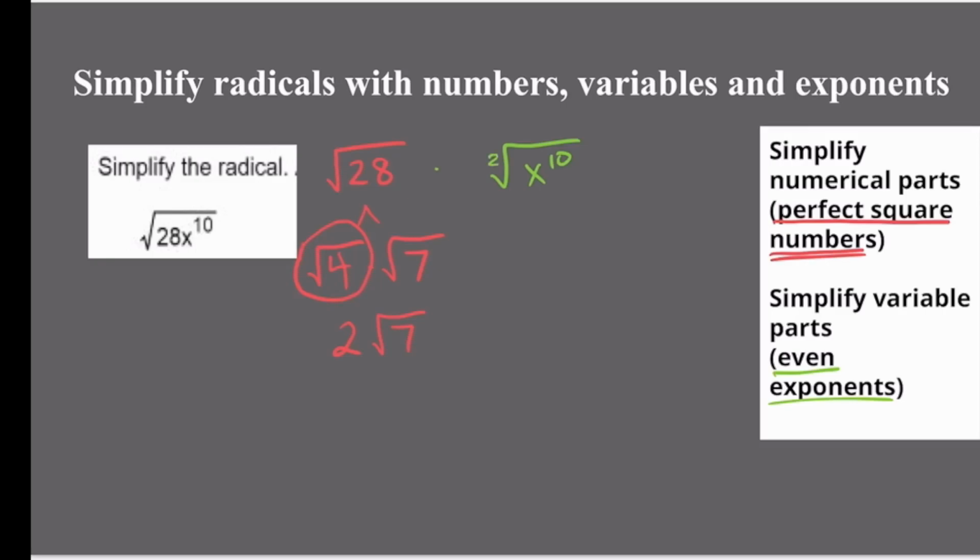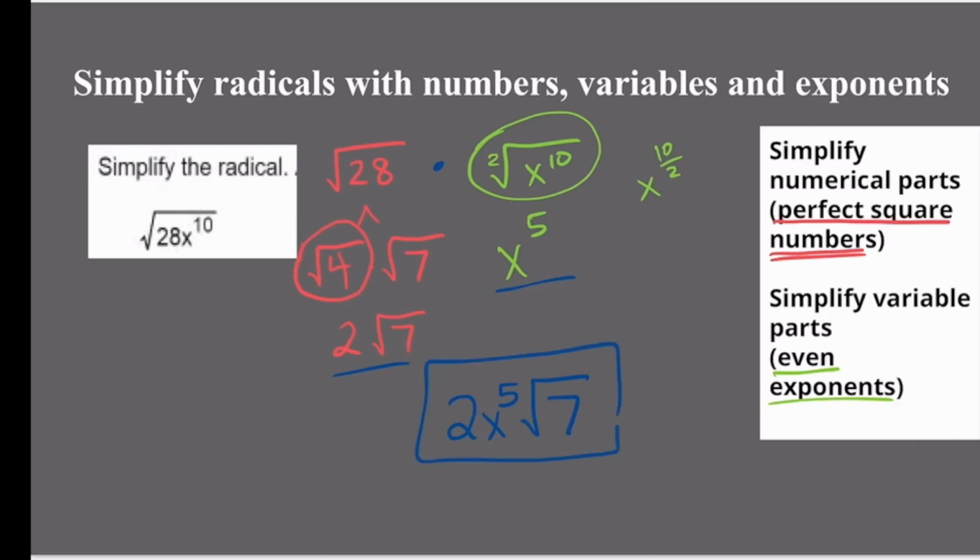X to the 10th has an even exponent, so I know I'm going to have to divide. 10 divided by 2 is 5, which means that's a perfect square, and I get x to the 5th. So my answer is a combination of both of these. They're being multiplied, because that's how I took it from the problem. So 2x to the 5th all goes outside in front of the radical, and then I have radical 7. So my answer would be 2x to the 5th times radical 7.